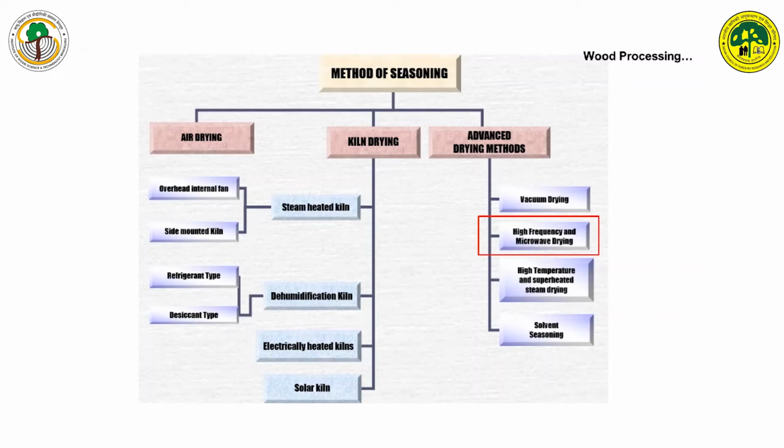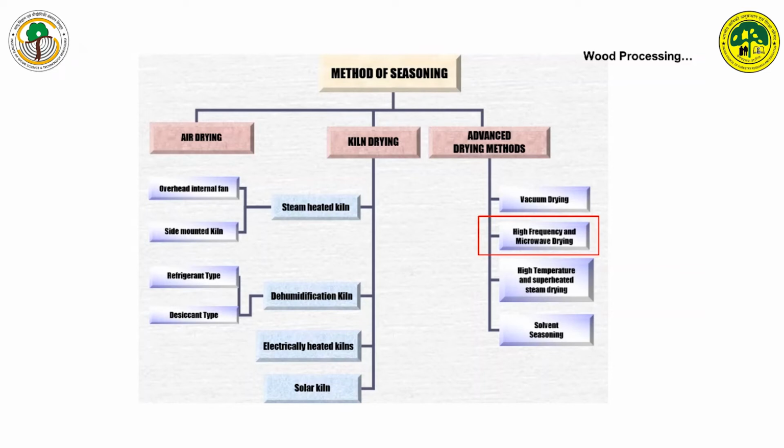So in case of vacuum drying, in most kiln drying we supply heat from the external atmosphere to the wood, so as to allow the water to evaporate from the wood. But in vacuum drying, instead of putting in more energy, we reduce the pressure inside the chamber. By reducing the pressure, the boiling point of water decreases, so wood can be dried at a low temperature.